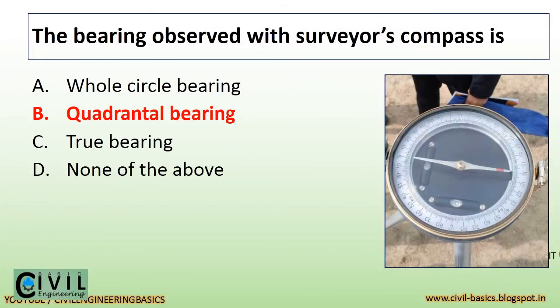The bearing observed with surveyor's compass is quadrantal bearing.